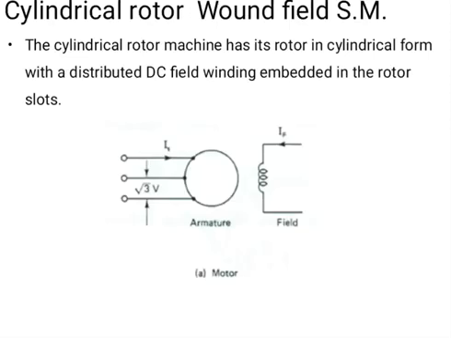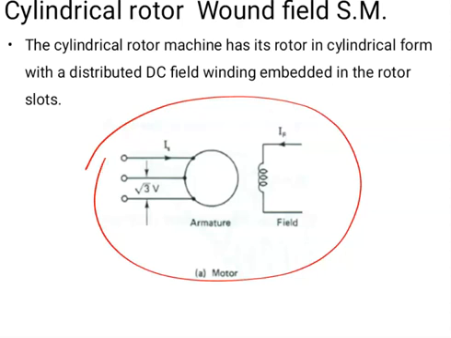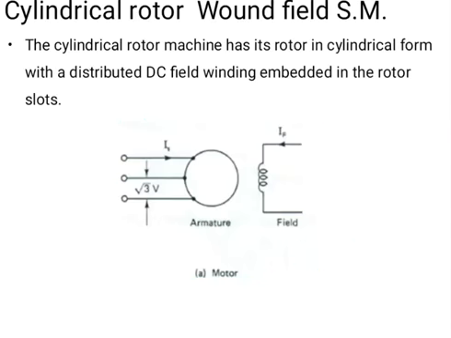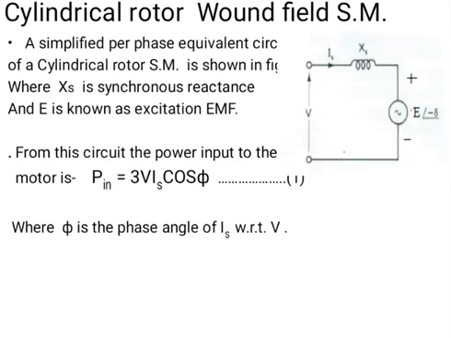Now this is the cylindrical rotor wound field synchronous motor, in which the cylindrical rotor machine has its rotor in cylindrical form with a distributed DC field winding embedded in the rotor slots. As you see in this circuit, this is the schematic diagram of the cylindrical rotor wound field synchronous motor. Now we will draw the equivalent circuits.